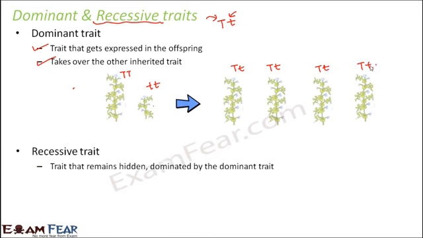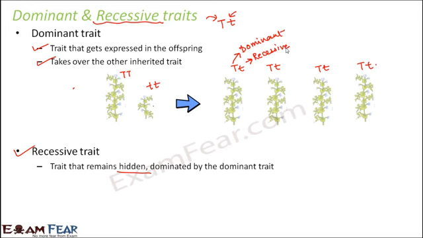Now what about the recessive trait? The trait which gets dominated by the dominant trait is the recessive trait. So this trait remains hidden, dominated by the dominant trait. Here in this case, capital T is the dominant trait and small t is the recessive trait. Now what happens to the recessive trait? Does it remain hidden forever? No. It remains hidden only for this generation, that is the F1 generation, but later it gets expressed.